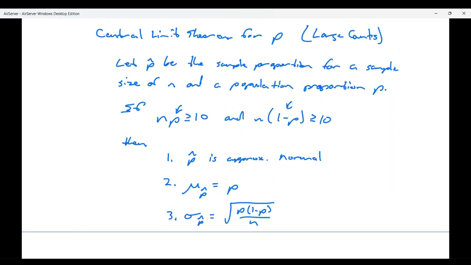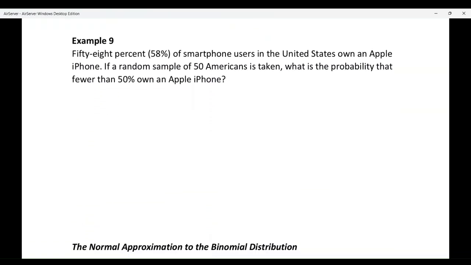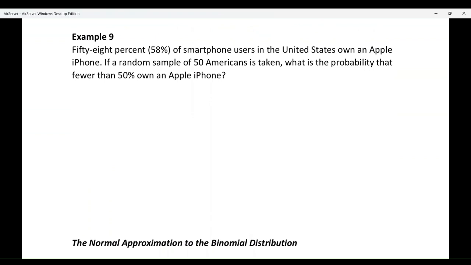All right, let's take a look at an example to clarify some of these points. So it says 58% of smartphone users in the United States own an Apple iPhone. If a random sample of 50 Americans is taken, what is the probability that fewer than 50% own an iPhone?